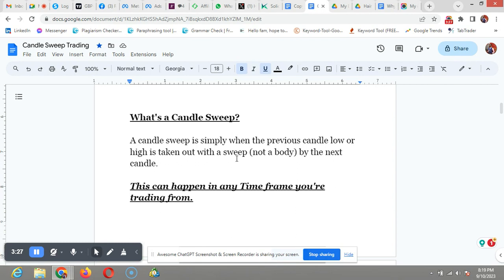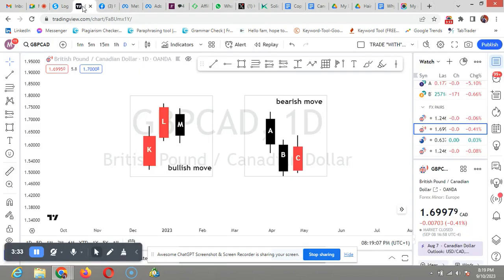What is a candle sweep? In fact, what's a candle generally? I believe by now you all know what a candle is. You can see this screen, right? You don't have to answer me, but I know you can see it. This is a candle. This K is a candle, L is a candle, M here is a candle, A, B, C. They are all candles.